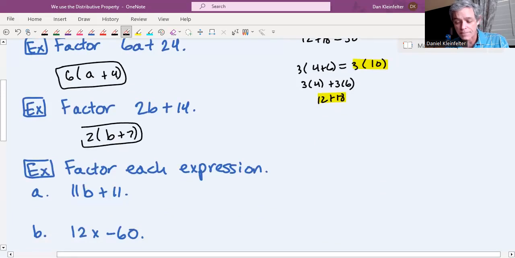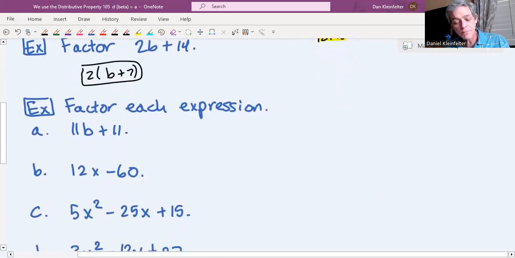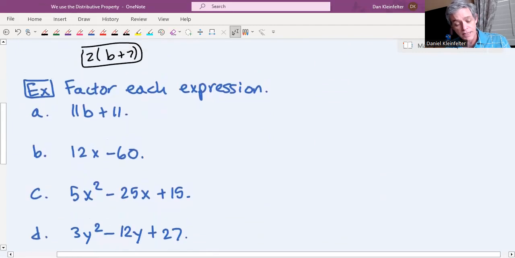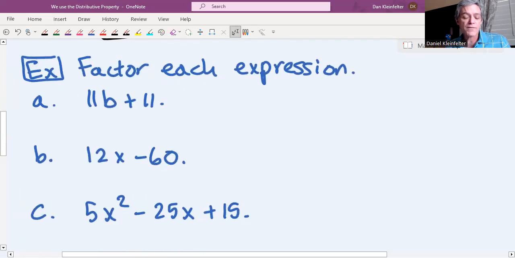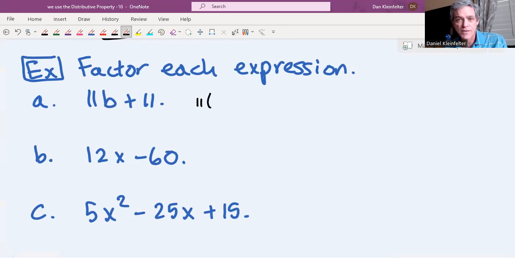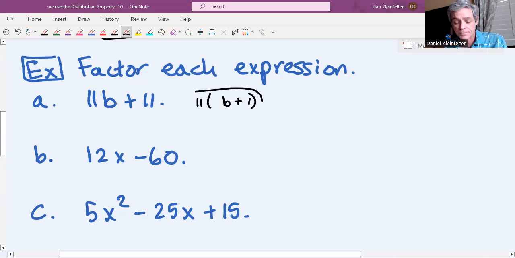Okay, we have more examples to come. Let's take just the first 3 here. Okay, the first one, we have 11b plus 11. There's a sum of two terms, each of which has 11 as a common factor. If we factor out that 11, we should be left with b plus 1.